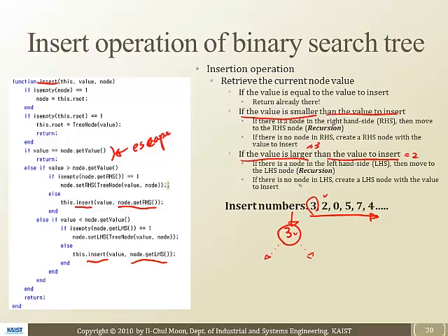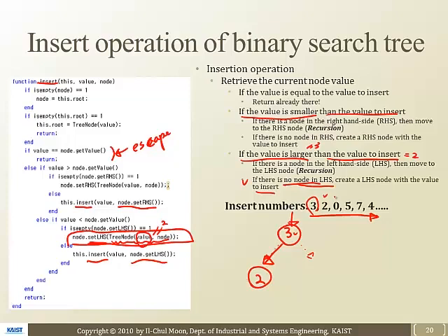in that case, if there is a node in the left-hand side, LHS, then move to the left-hand side. If there is no node in the left-hand side, which is our case, create a left-hand side node with the value to insert. That's happening here, right? We set the left-hand side node with this newly instantiated node, and the value to insert is 2 in this case. So we have 2 here.